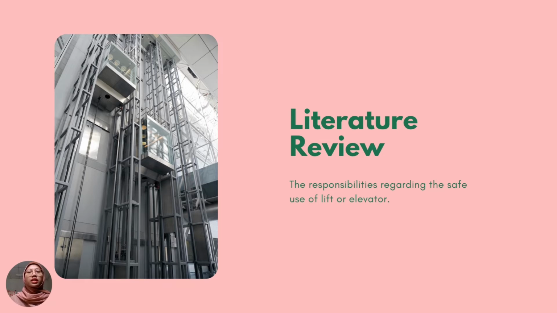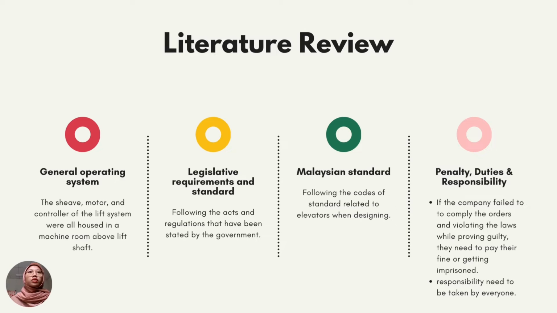So next is the literature review, where there are responsibilities regarding the safe use of a lift or elevator. One of the points inside the literature review is the general operating system. The shaft, motor, and the controller of the lift system were all housed in a machine room that is above the lift shaft. And then there are legislative requirements and standards, by following the acts and regulations that have been stated by the government. And then there is also the Malaysian standard. The designer should follow the codes and standards related to elevators when designing.